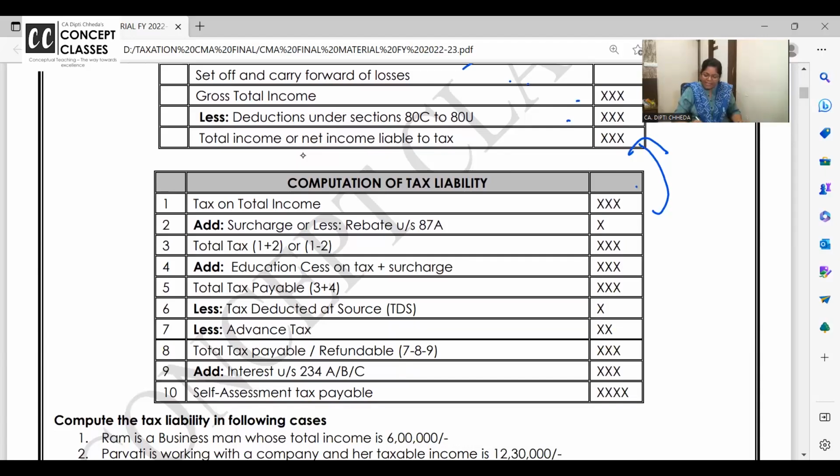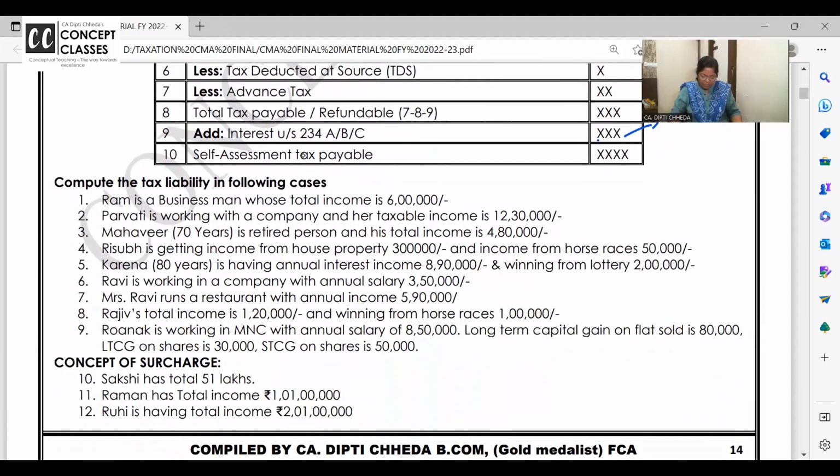In tax, either add surcharge or less rebate. Whatever total tax you get, add cess, tax payable you are getting. In the tax payable, minus the TDS and TCS. Suppose your tax payable is 50,000, but Dipti ma'am has already paid 5,000 tax on your behalf and given you a certificate. And you yourself have paid 30,000 advance tax. Now what is the tax payable? 15,000. Add interest if you make late payment, and this is your tax.